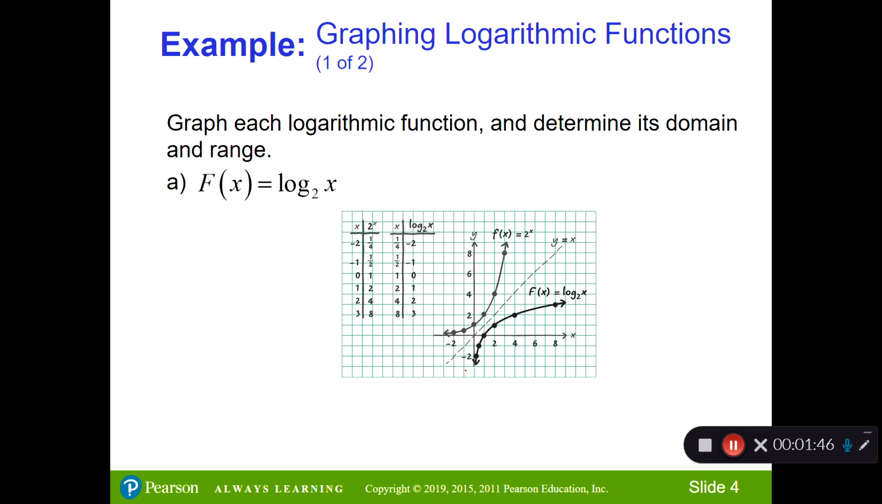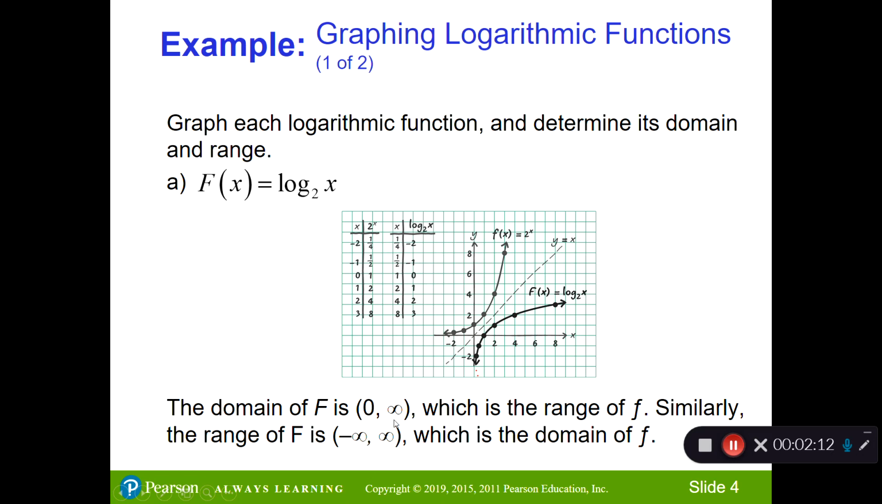Now, let's look at this. Notice that this extends this way. So when I flip across the line y equals x, it'll extend this way. So my domain is only the positive values, because just like this has a horizontal asymptote at y equals 0, this will subsequently have a vertical asymptote at x equals 0. So here my domain is 0 to infinity, and the range of this is all real numbers.